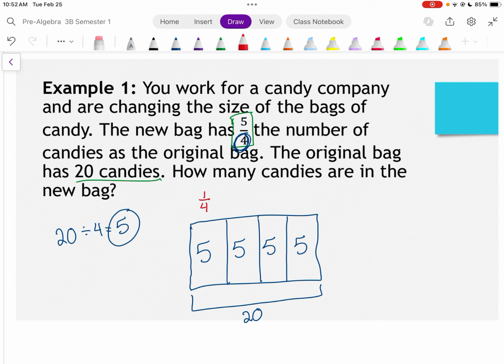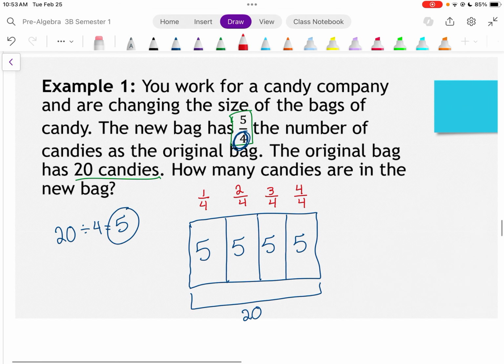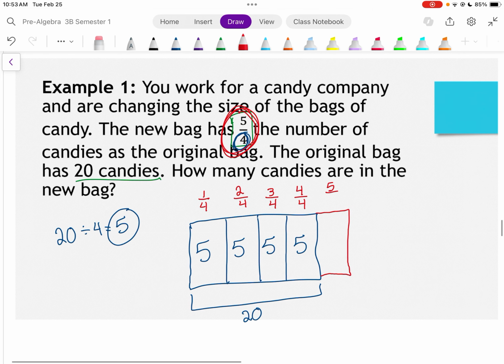And if we think about this first part, that's 1/4, 2/4, 3/4, and 4/4. Now we have to figure out how many candies are in the new bag. And the new bag is 5 out of 4. So we're going to add another part here, making it larger than the whole. And that's still the size of a fourth. So this would become our 5 out of 4.